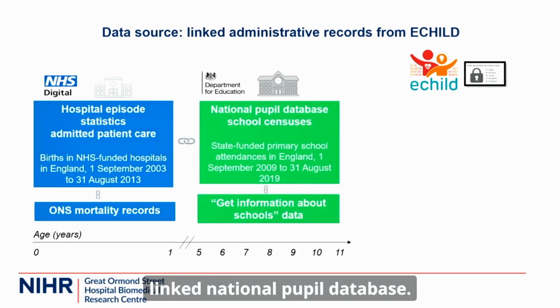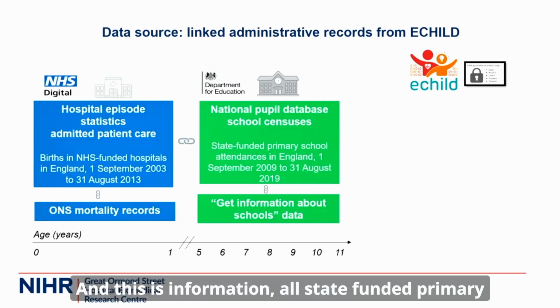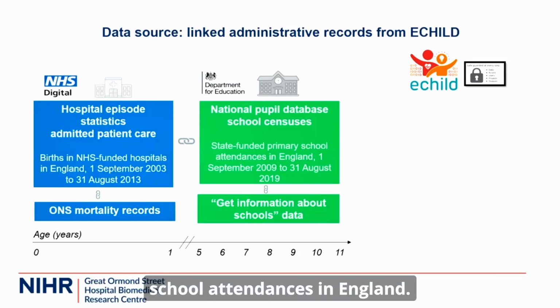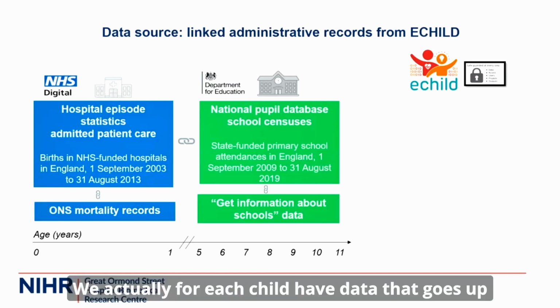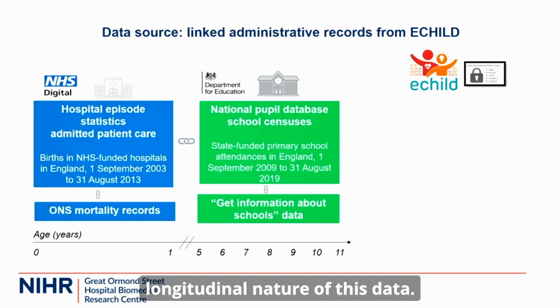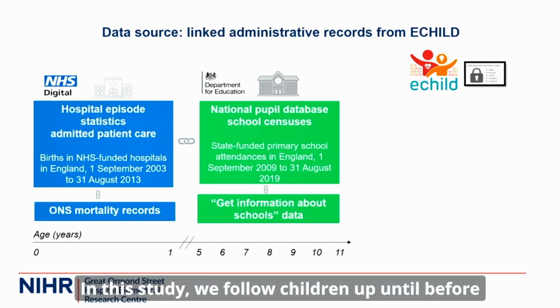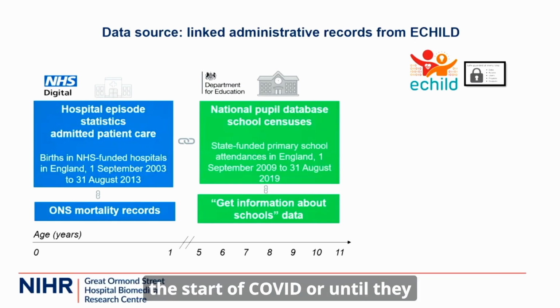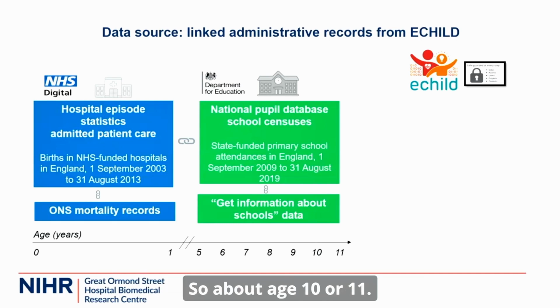So to this, we have linked national pupil database, and these are school censuses. And this is information on all state-funded primary school attendances in England. We actually, in ACHI, have data that goes up to 25 years of age, which shows the longitudinal nature of this data. In this study, we follow children up until before the start of COVID or until they reach the end of primary school, so about age 10 or 11.